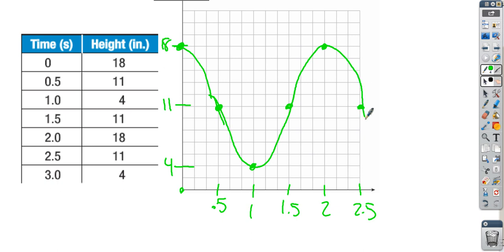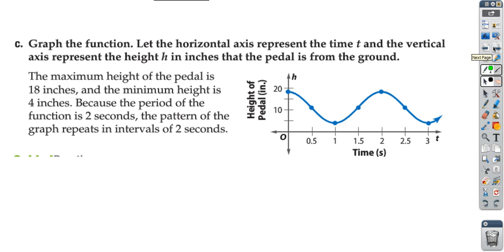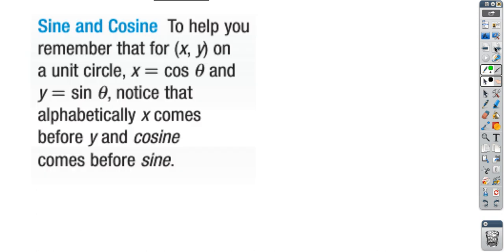It's like this kind of wave type thing, and you can see it repeats from here to here. That's a peak to a peak. We're going from 0 to 2, and we said the period is 2 seconds. Okay, that's a little bit better picture that you can see right there, and it just shows you the period, so you can kind of gather what's the height of a pedal at different stages.